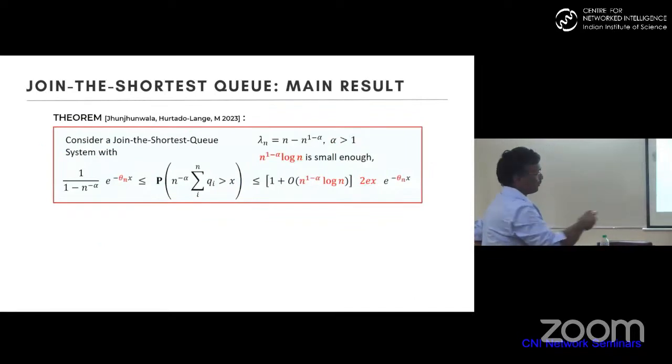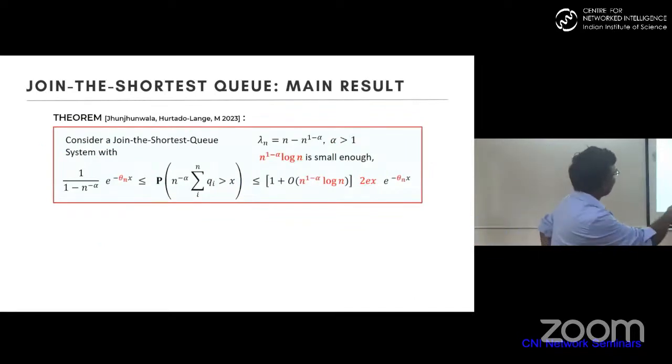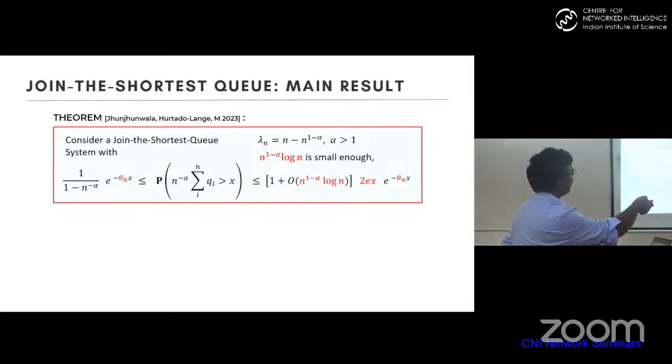This was the theorem I showed before. Now let's parse this. So this is what I told before. I'm in this many-server heavy traffic regime with alpha greater than 1. And I look at this tail. I have upper and lower bounds that are of exponential form. So this already answers what I showed in the previous slide. I want an exponentially decaying tail.